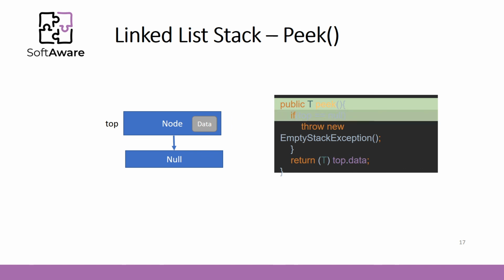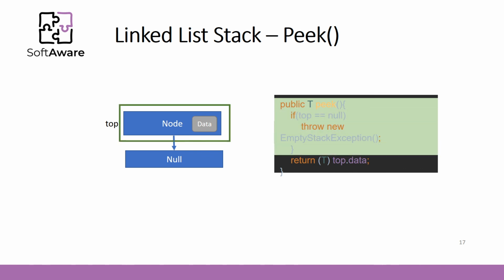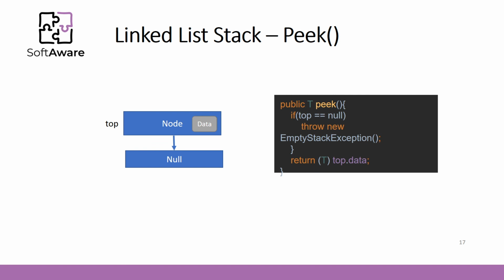The peek method basically returns the top node's data, and this way we know what is stored at the top of our linked list.